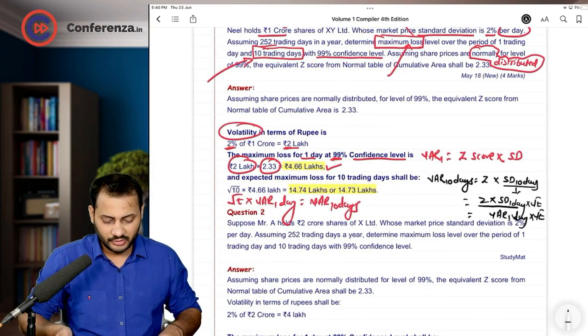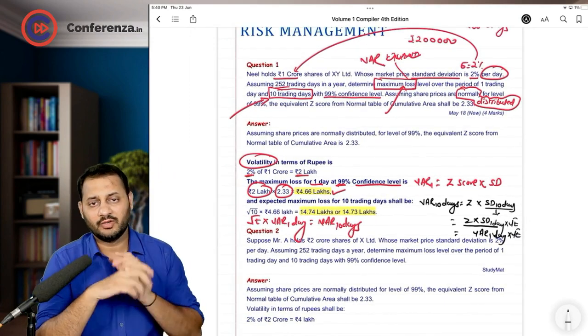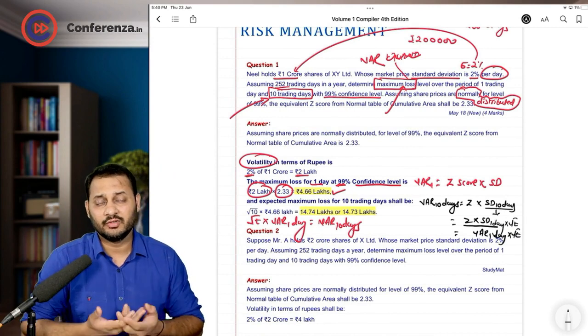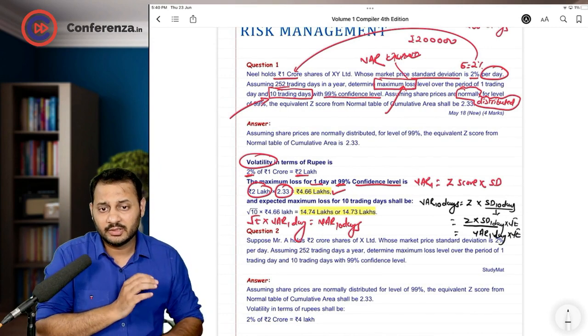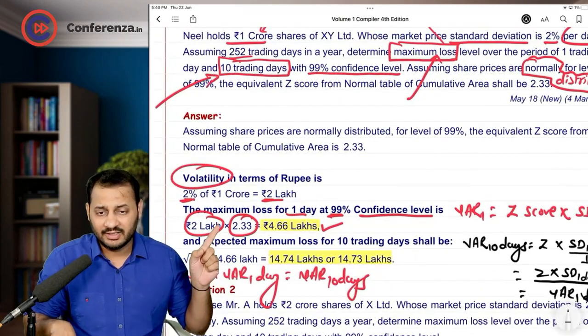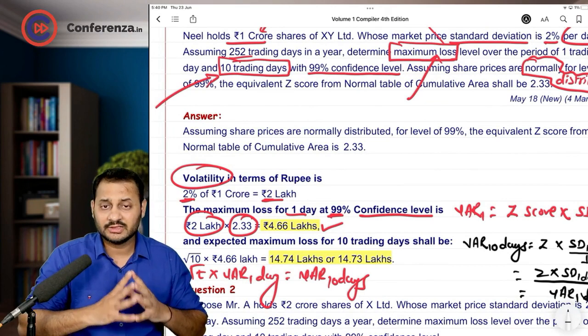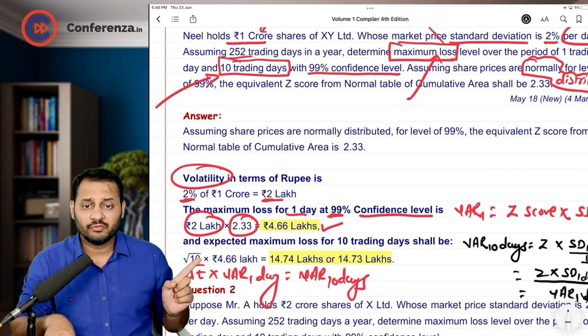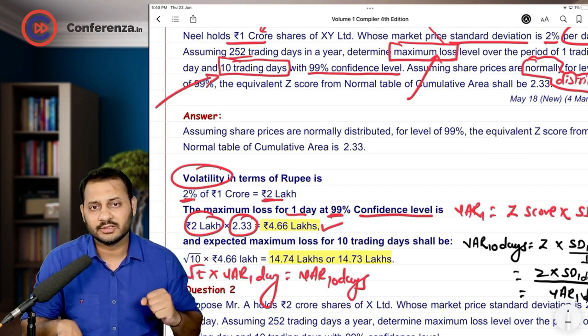Have you understood the concept of VAR first of all? Yes sir, we have understood the concept of VAR. VAR is nothing but the maximum loss at a given confidence level. We are 99% confident that the maximum loss in a single day will be 4.66 lakhs. We are 99% confident that the maximum loss will be 14.74 lakhs in 10 days. So that is what the answer is.